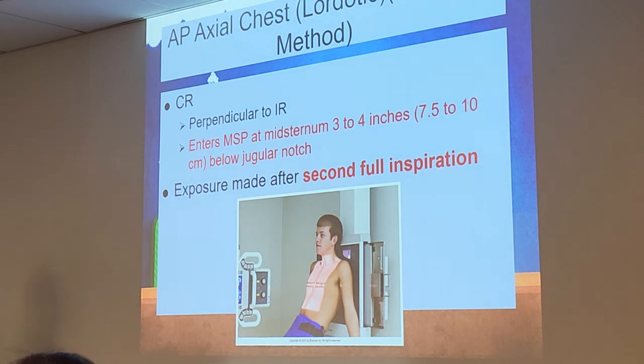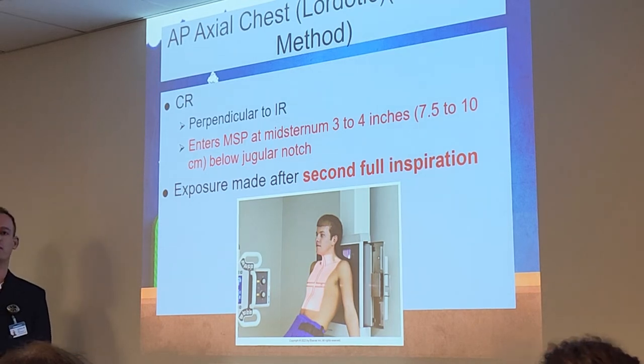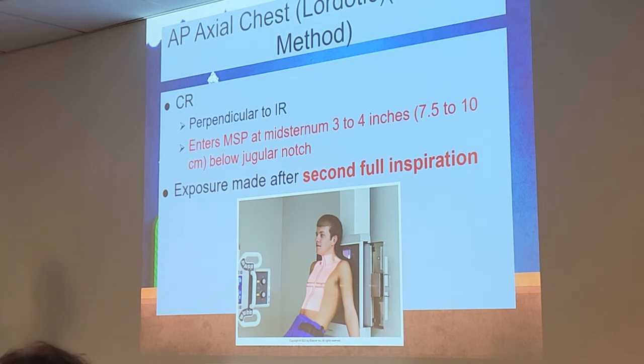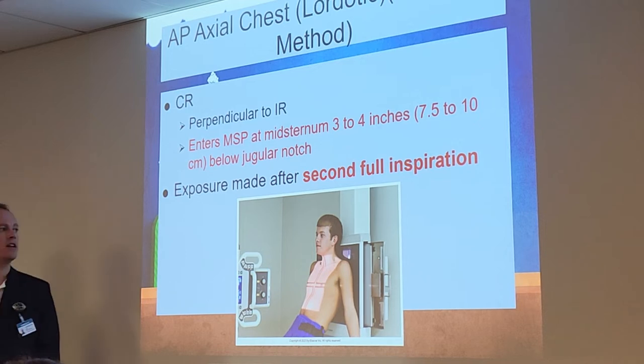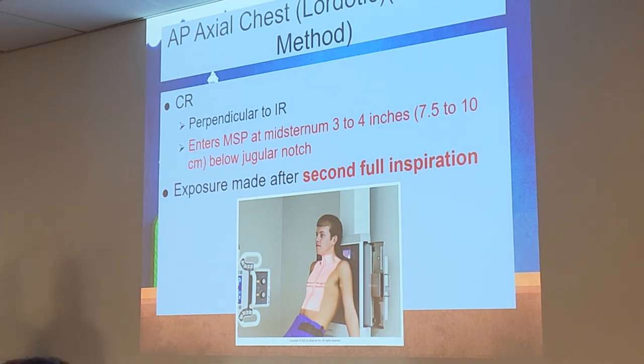All right, we're still using a perpendicular central ray to the IR, and we're gonna be entering at the mid-sternum, 3 to 4 inches below the jugular notch. So very similar to an AP, but you do have a range of 3 to 4 inches on this one. 3 to 4 inches, and we're still using second full inspiration.